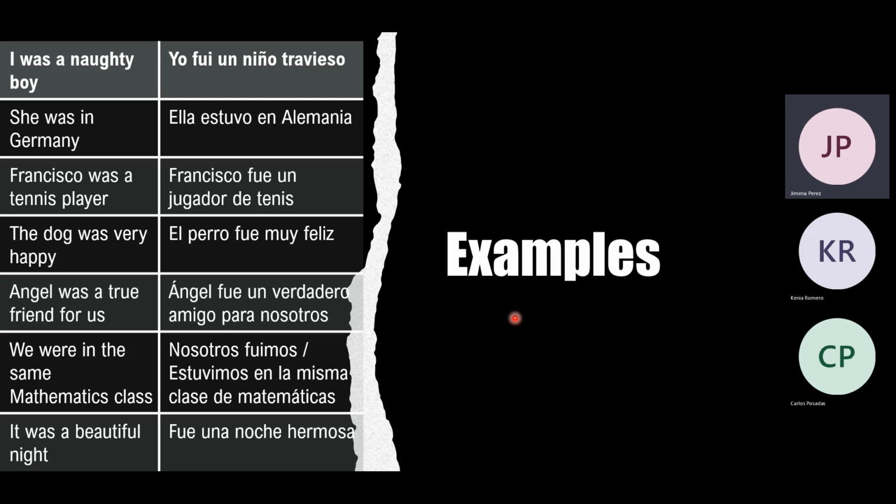Okay, so we have here some examples. I was a naughty boy. Fui un niño travieso. She was in Germany. Ella estuvo en Alemania. Francisco was a tennis player. The dog was very happy. Angel was a true friend for us. We were in the same mathematics class, and it was a beautiful night.